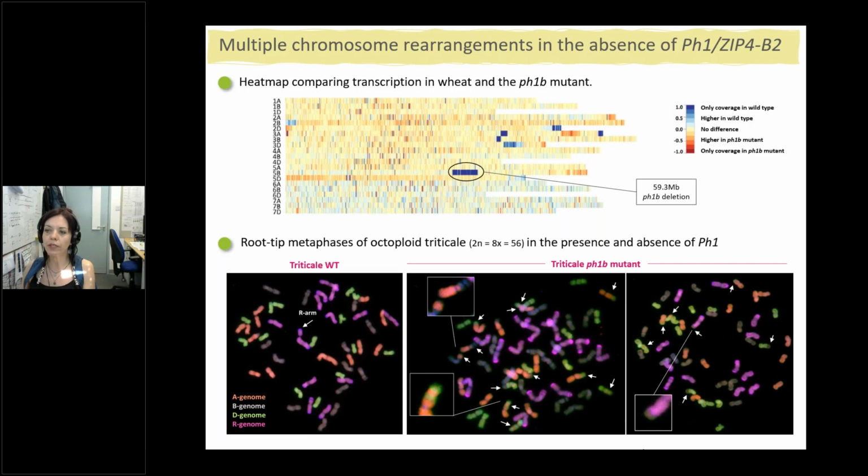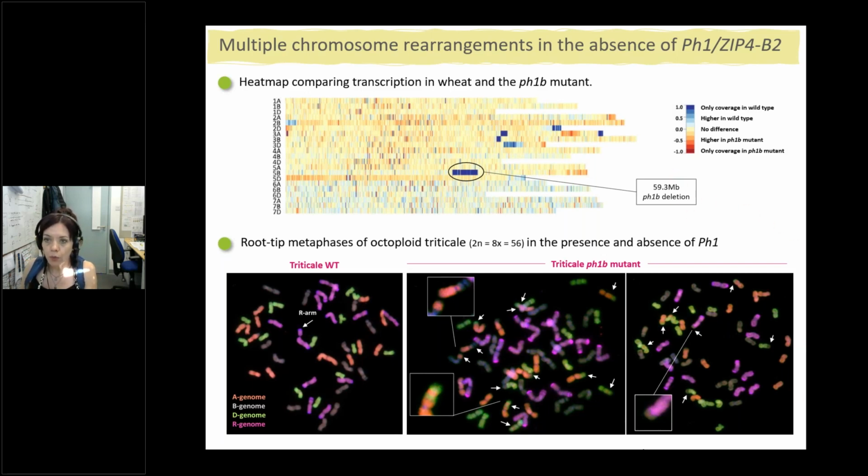And I mentioned earlier that in wheat itself, in the absence of Ph1 or the duplicated ZIP4 copy, just over half of the meiocytes showed abnormalities. However, the rest of the meiocytes look perfectly normal, so one could think that maybe only the balanced gametes pass to the next generation with no major effect on fertility. However, that is definitely not the case, and I'll show you a couple of examples.